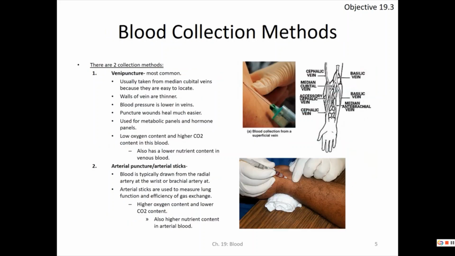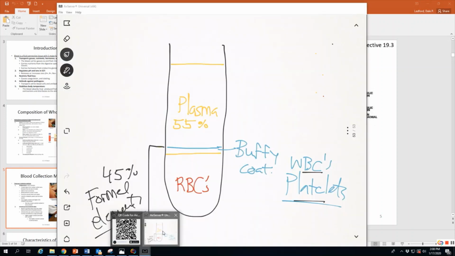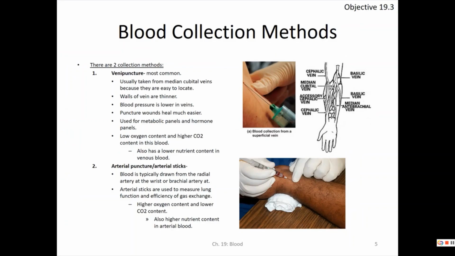So what we're going to do is look at this. Now, how do we get this blood that I've drawn right here? So I drew this and spun it down, and this is your typical blood sample. And with that blood sample that I formed, how do we get it? Well, there are 2 ways we primarily get blood. The 2 major blood collection methods that you're going to be seeing are referred to as either a venipuncture or an arterial stick or arterial puncture.